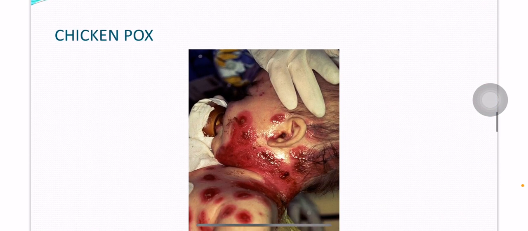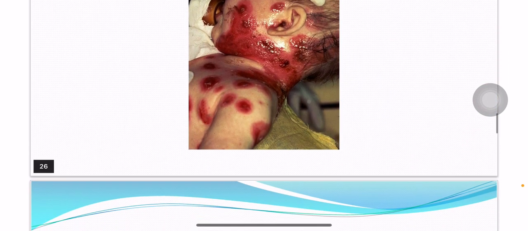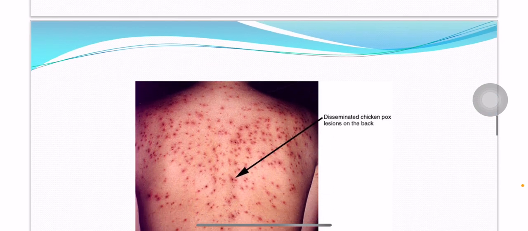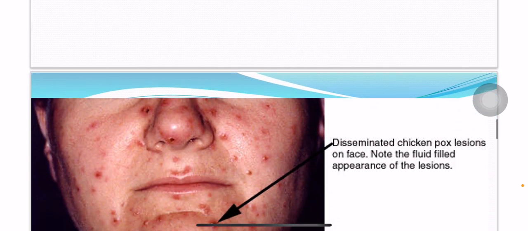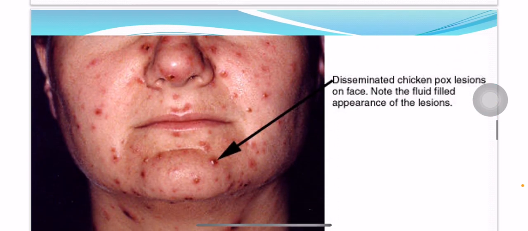These are the lesions of chickenpox. Disseminated chickenpox lesions on the back. Note the fluid-filled appearance of the lesions.